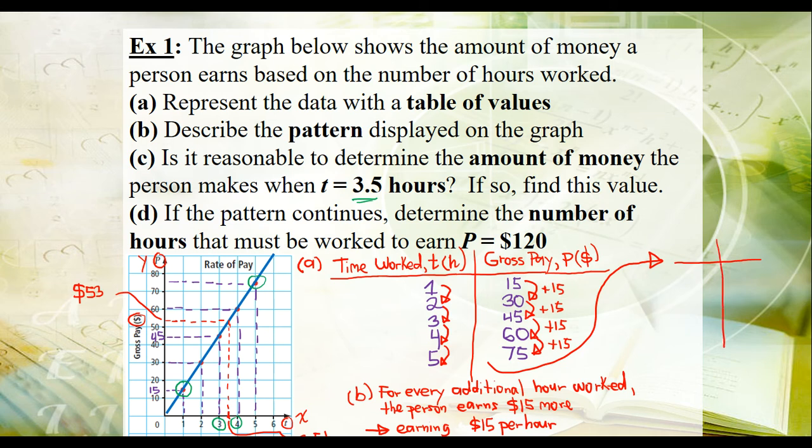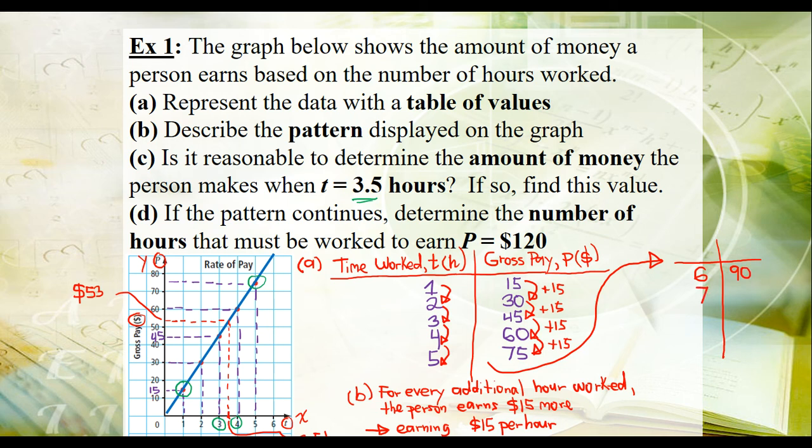I'm just going to extend the grid. Okay, we'll just keep going. Ideally, you would do this directly below the graph here. So let's go below. Let's go to 6 hours worked. If you worked for 6 hours, you'd add another $15. So 75 plus 15 would then be 90.